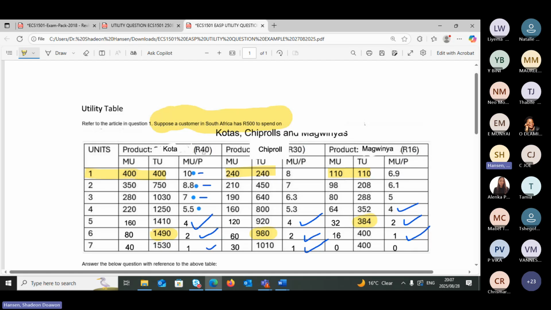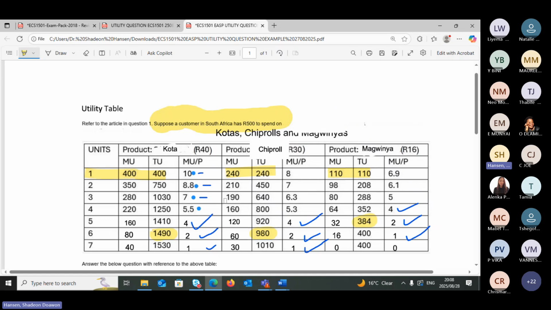So let's see. How did we get this 10 over here? We took the marginal utility of 400 and divided it by 40, the price, and we got 10. We took the marginal utility of 350, divided it by 40, and got 8.8 over here. We took the marginal utility of 280, divided it by 40, and that gave us 7. 220 divided by 40 is 5.5. 160 divided by 40 is 4. 80 divided by 40 is 2. 40 divided by 40 is 1. That is how we would calculate our marginal utilities per rand, or our weighted marginal utility.